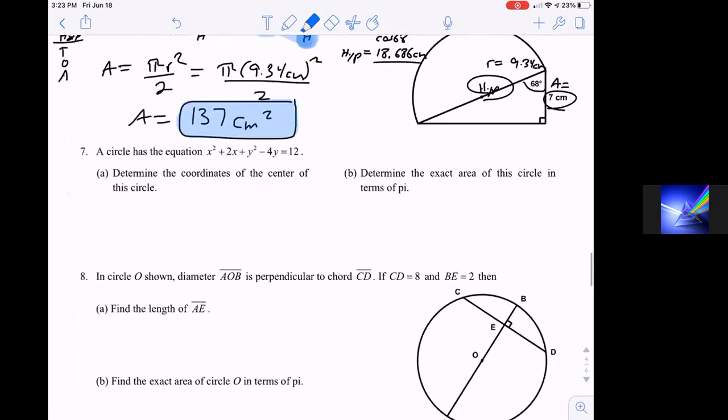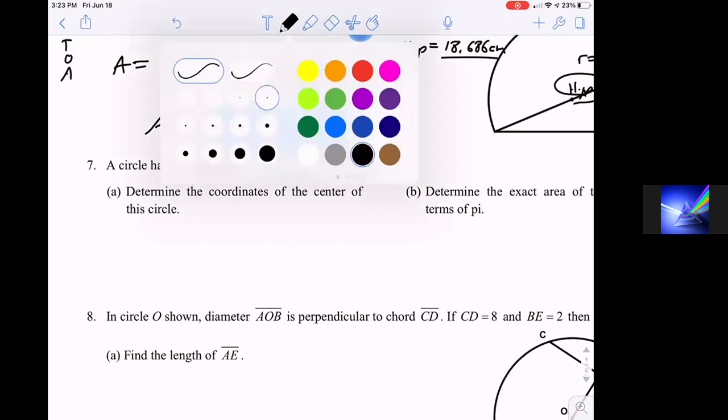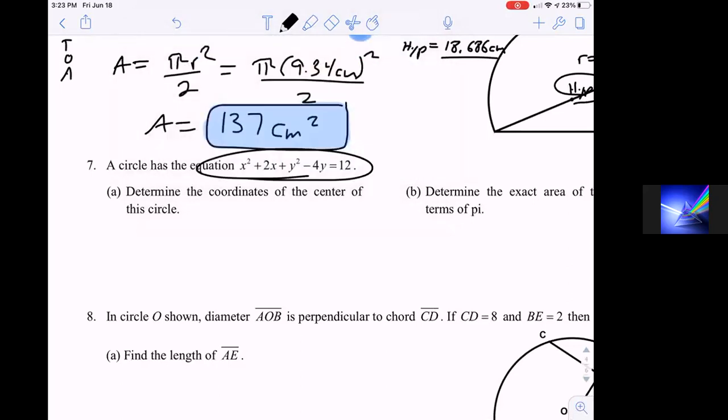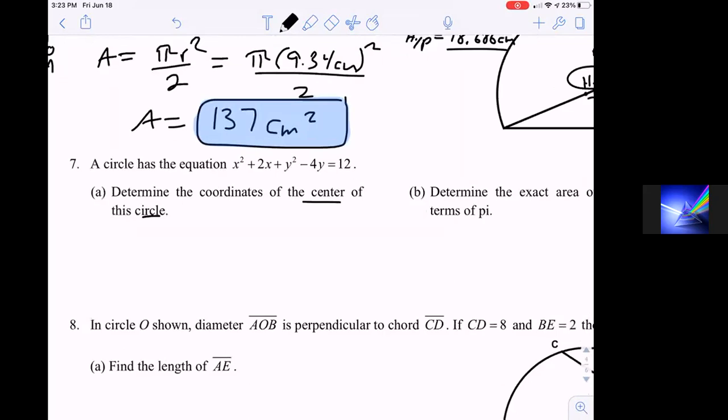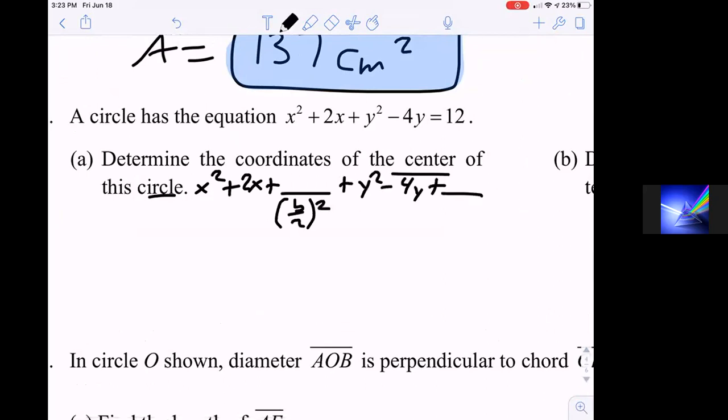Okay. Now in number 7, you start off with a circle equation here that apparently we need to put in proper form, in HK form, vertex form, or standard form rather, and determine the center of the circle. So let's start by spreading this out. This will be x squared plus 2x plus leave some space for b over 2 squared plus y squared minus 4y plus leave some space for b over 2 quantity squared. And that's going to equal 12. Just leave a little more space there.